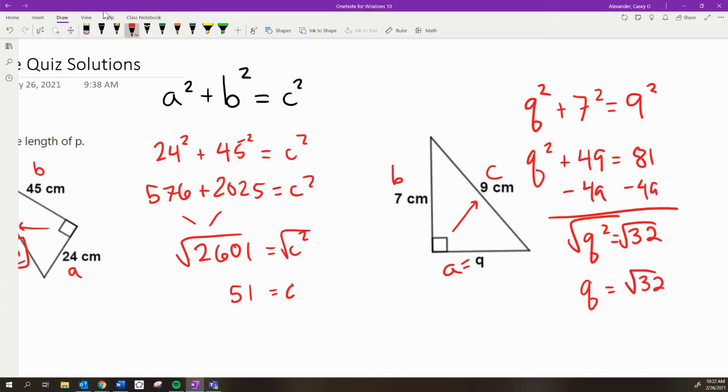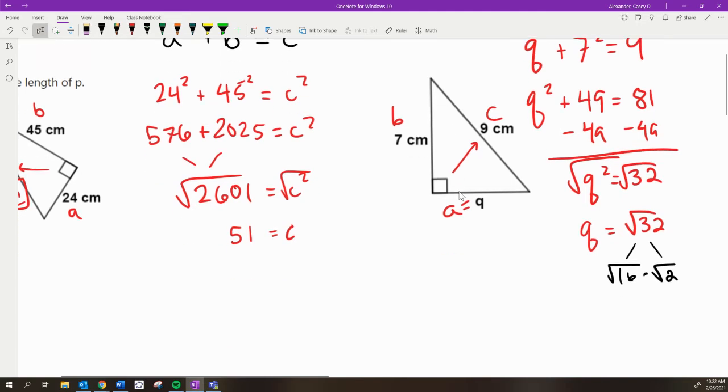And I added an extra little detail to this problem. I want you to rewrite the answer in simplest radical form. And that's where we have to, again, figure out, well, what is a perfect square that I can divide into 32? And the answer there is 16, because 16 times 2 is 32. The square root of 16 times the square root of 2 is equal to the square root of 32.